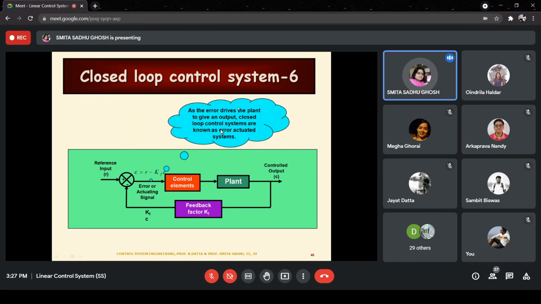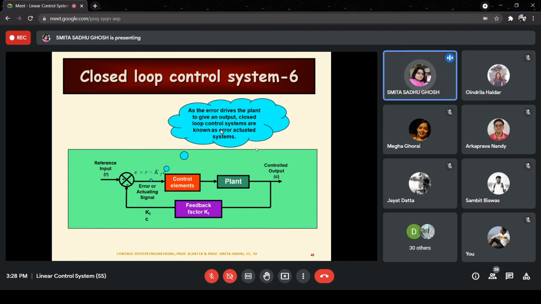As the error drives the plant to give an output, this signal will go to the control elements, and the control elements will generate the signal which is going to drive the plant. So the error is going to, in effect, drive the plant. Closed loop systems are known as error actuated systems because the moment this signal is equal to 0, there's no further actuation of the plant, right? Because the plant input becomes 0. So closed loop systems are also called error actuated systems.